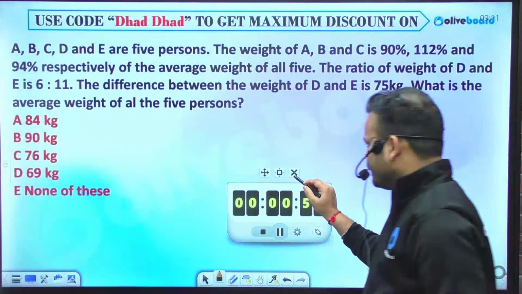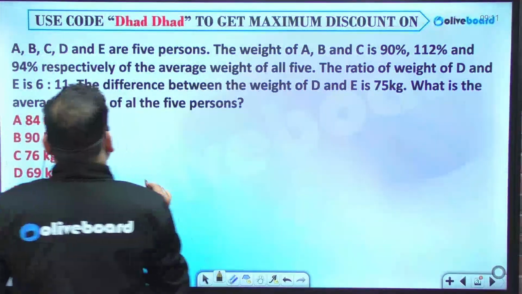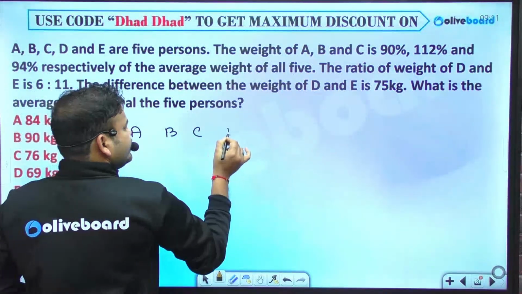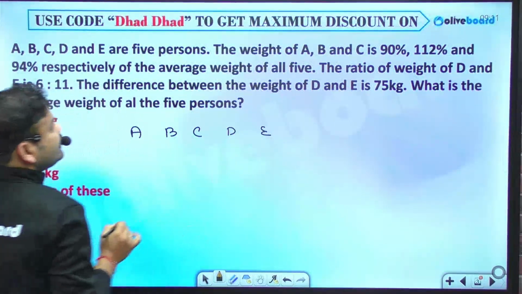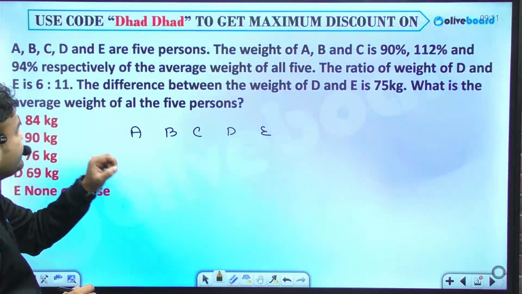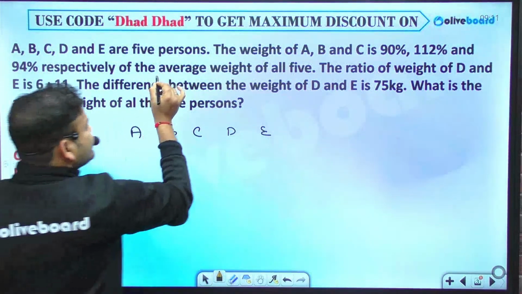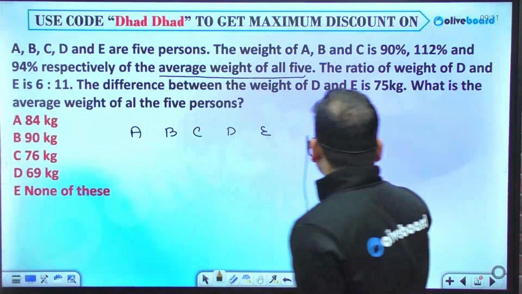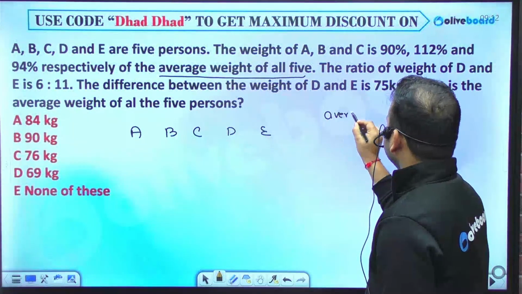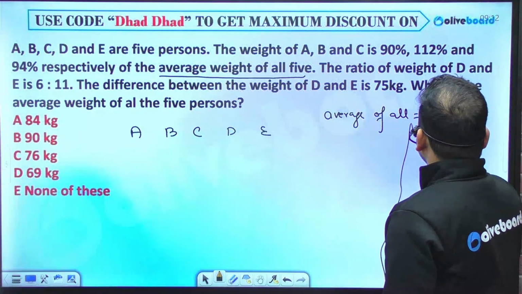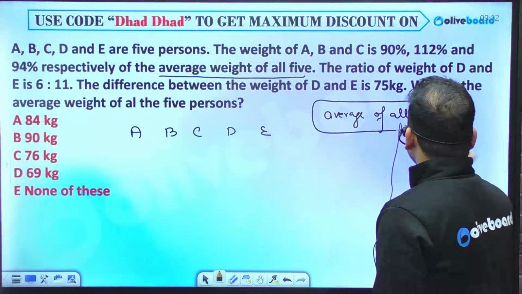This is needed, right? So we have A, B, C, D and E, isn't it? So the weight of ABC is 90%, 112% and 94% of the average weight of all five. Okay. So let's consider average of all as 100x. I'm considering the average weight of all the people as 100x.